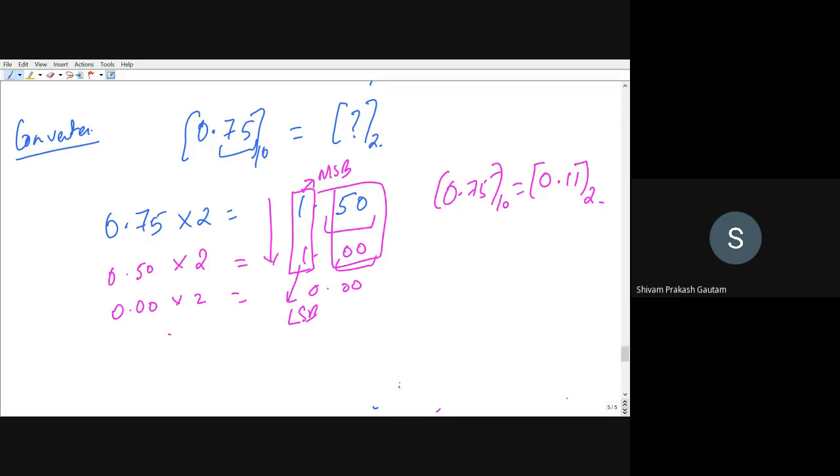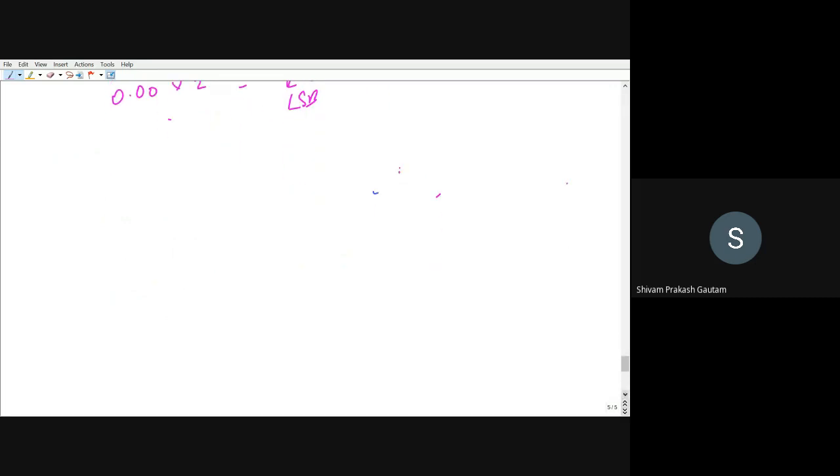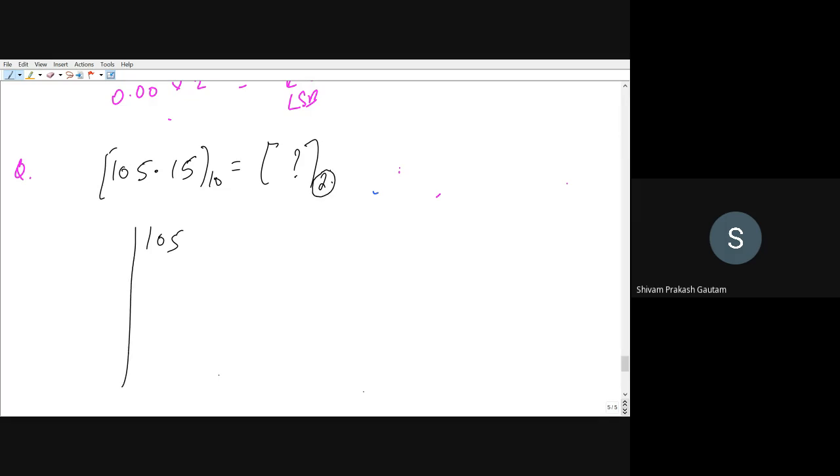Okay. Now we will see one more example where we are having both. So you have to convert 105.15 to a binary number. Here again we have to divide 105 by, you can see we want to convert it into binary, so we have to divide it by 2. Let me know if I make any mistake.